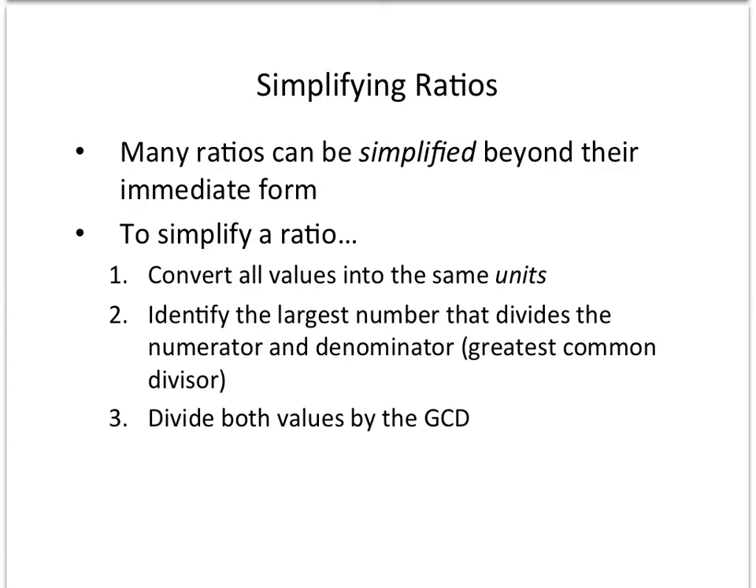Many ratios that we're given can actually be simplified further than their immediate form. In order to do this, we first need to convert all values in the ratio to the same units. Now, this doesn't necessarily mean there's one correct way. We can either convert the top or the bottom in terms of the same units as the other one. And we'll see this in just a few examples.